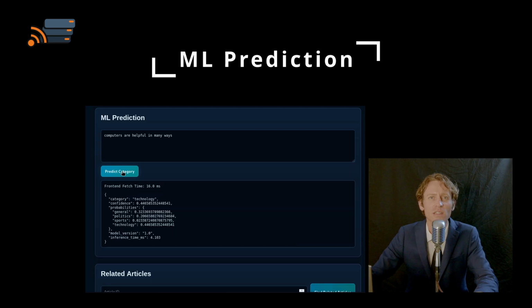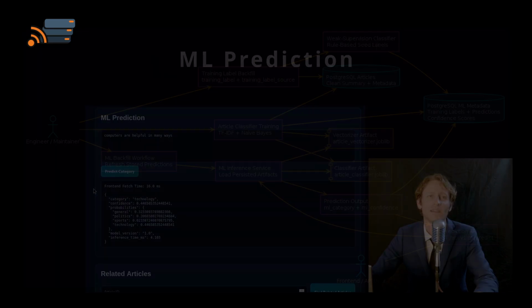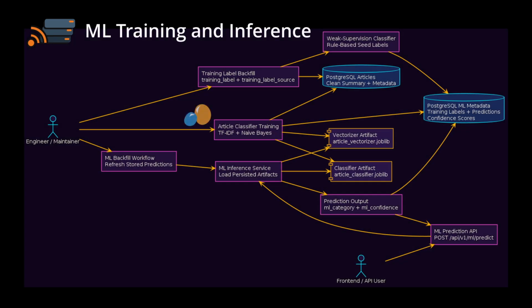Now I'll show the machine learning prediction workflow. SignalStack includes a scikit-learn article classifier using TF-IDF vectorization and a naive Bayes model. The classifier predicts an article category and returns a confidence score.